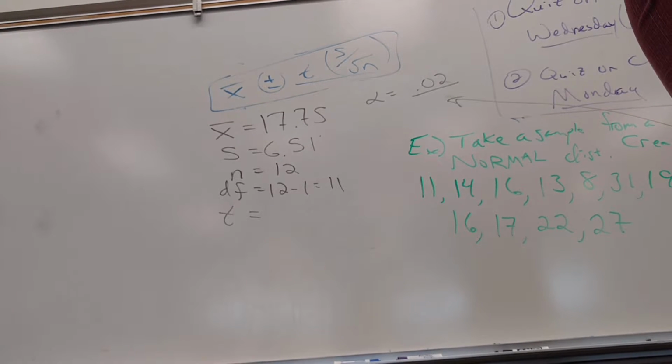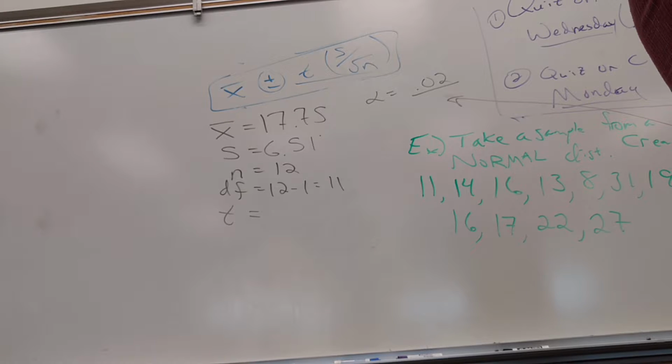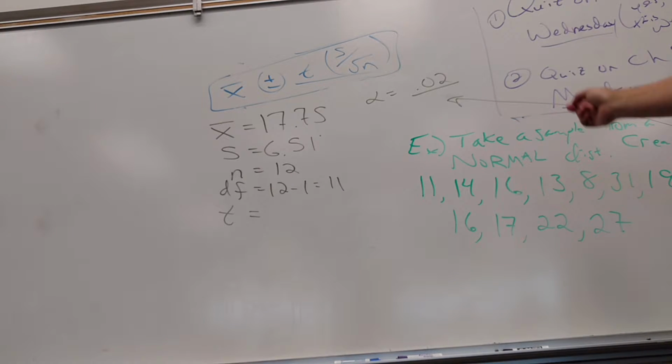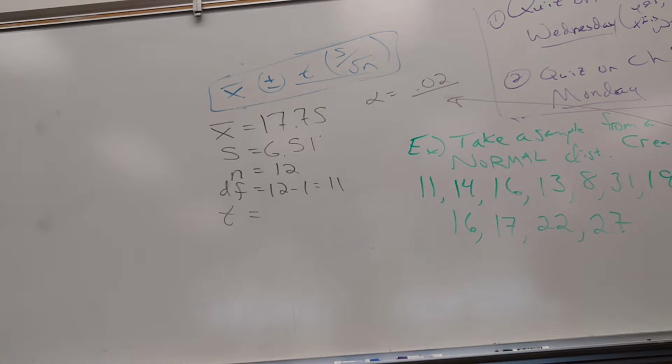And then you stop where? 11, because the sample size is 12. Degrees of freedom would be 1 less than that. So what t-score do we get? 2.718. Awesome.